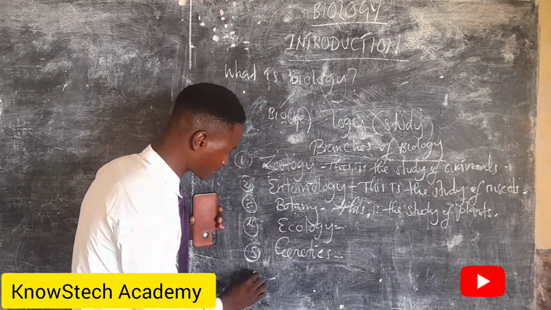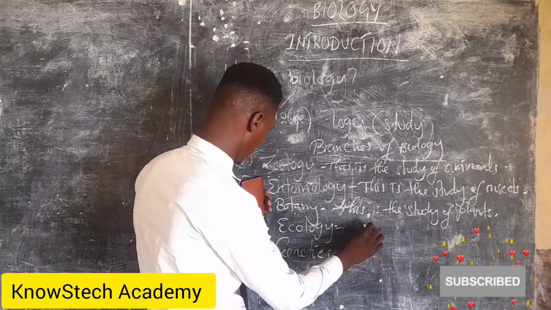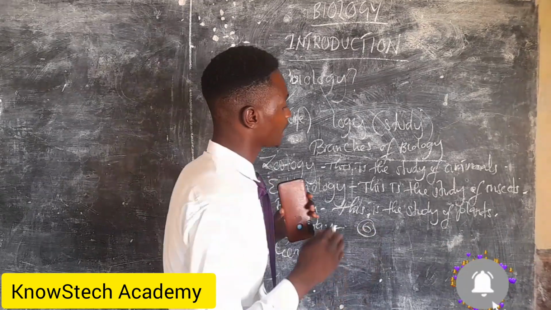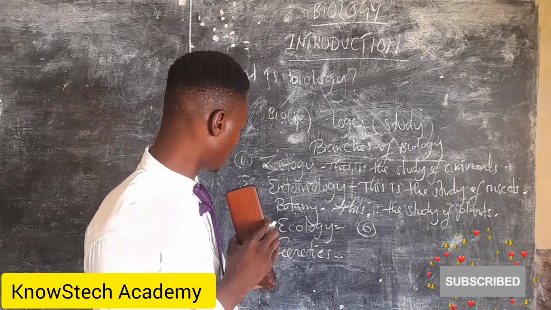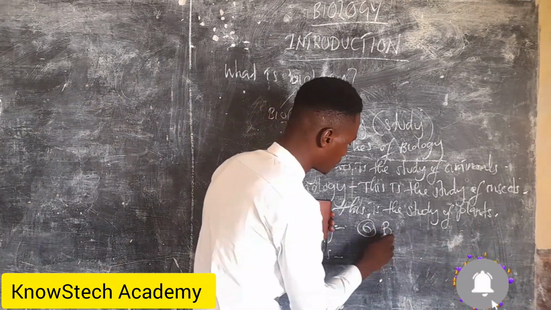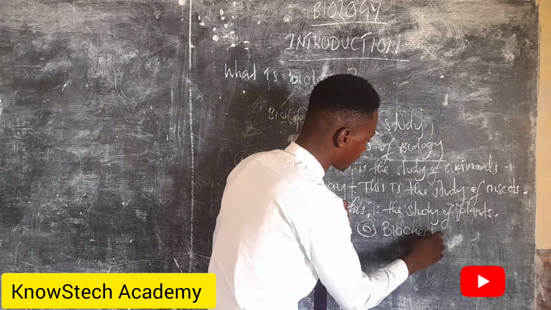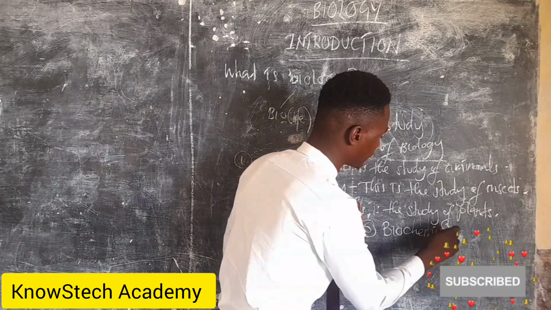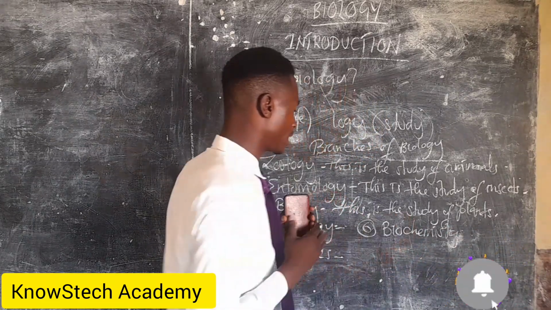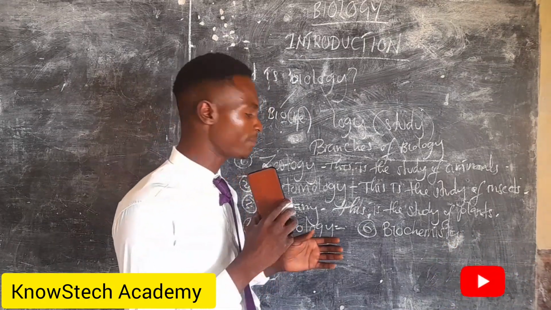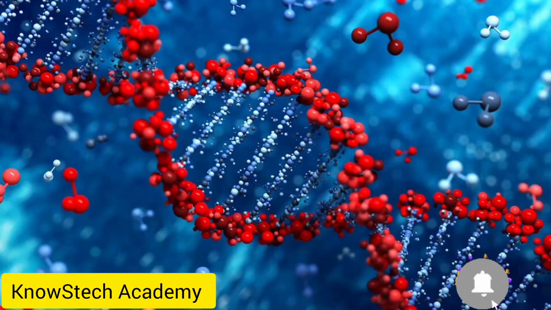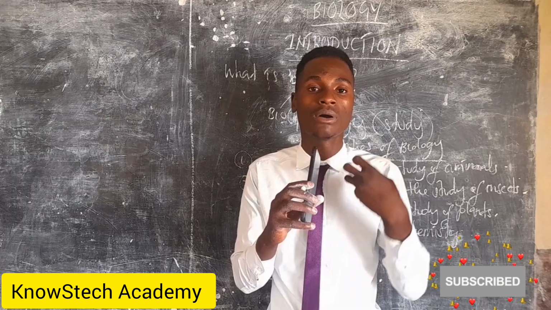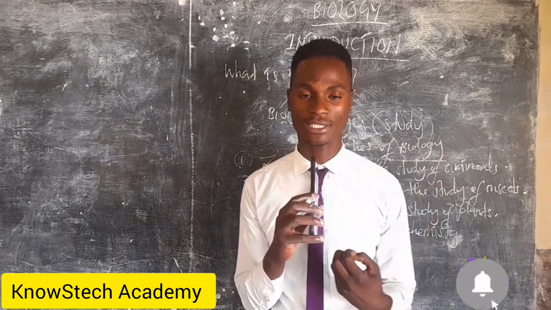Number 6. The 6th branch of biology we can look at is biochemistry. Biochemistry is the study of processes that take place inside the body of living organisms.